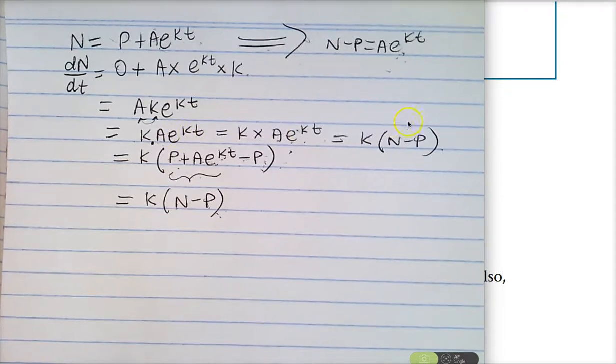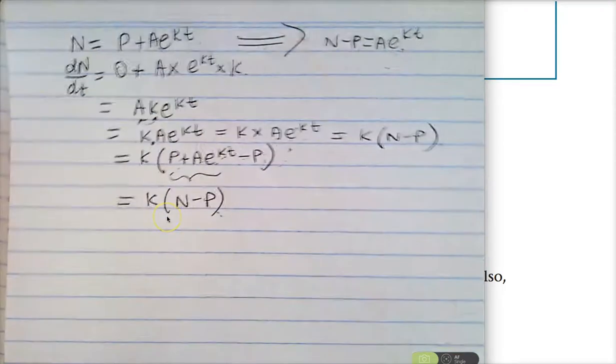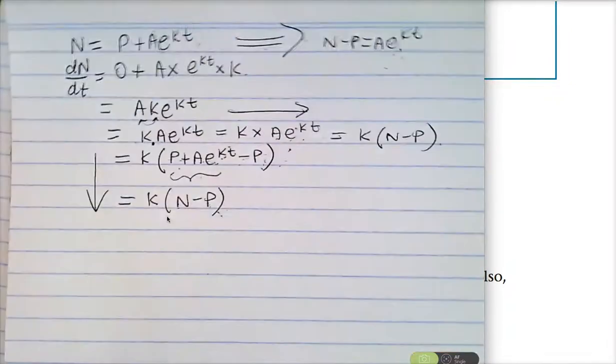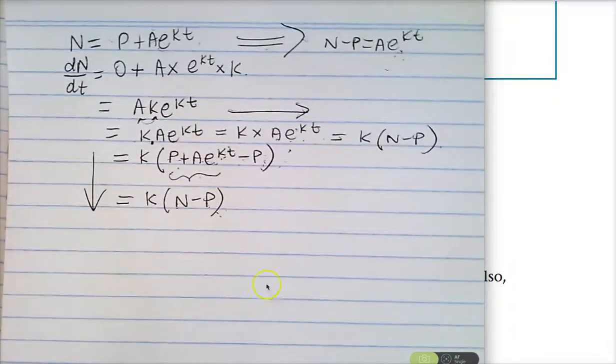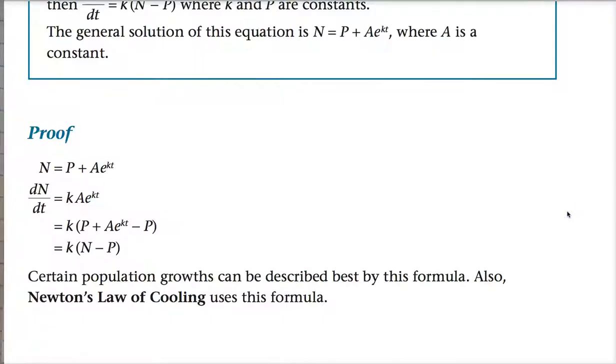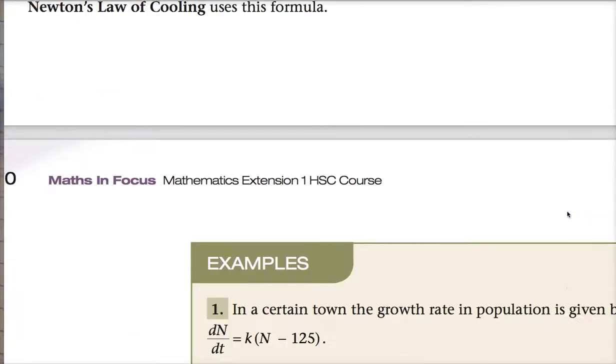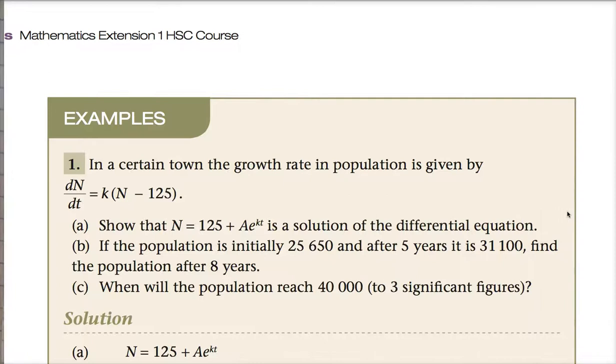So you could have gone this way, or you could have gone that way. All right? Either way. Okay, so certain population growths can be described best by this formula. Also, Newton's law of cooling uses this formula. So we're just going to quickly look through these, and then I'm going to do some examples.